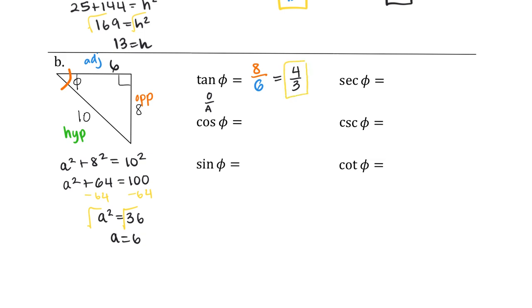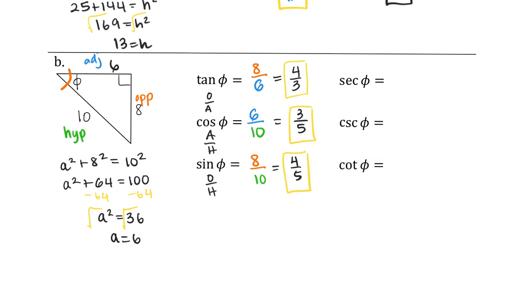Okay, what's cosine? So, CAH. A over H. A is 6, H is 10. Simplifies by 2, 3/5. Okay, sine is SOH. O over H. 8 over 10. Simplifies, yes.